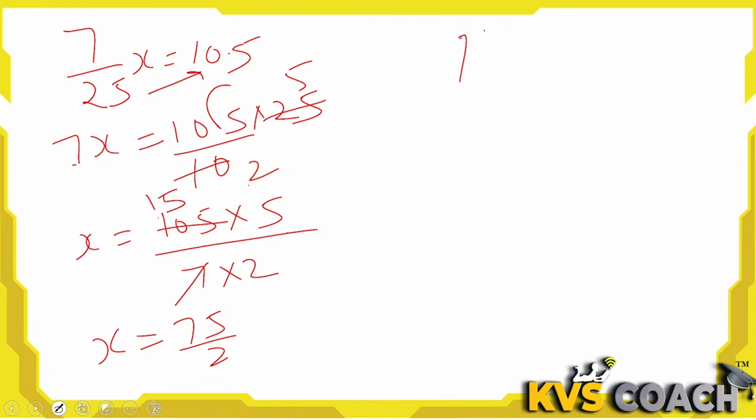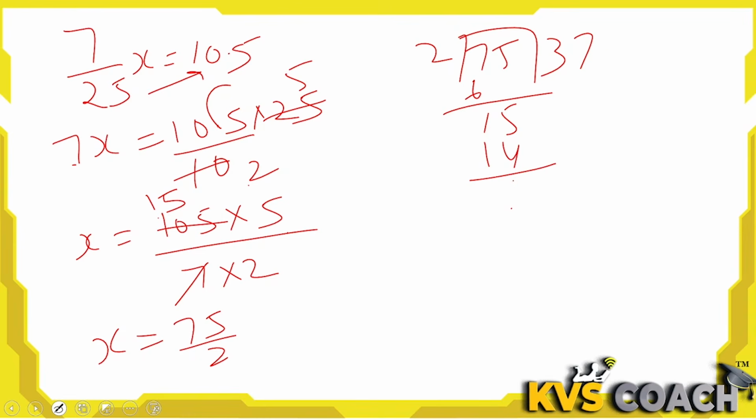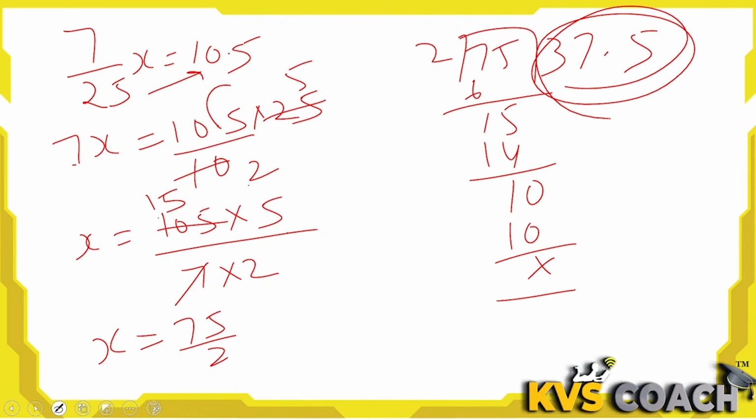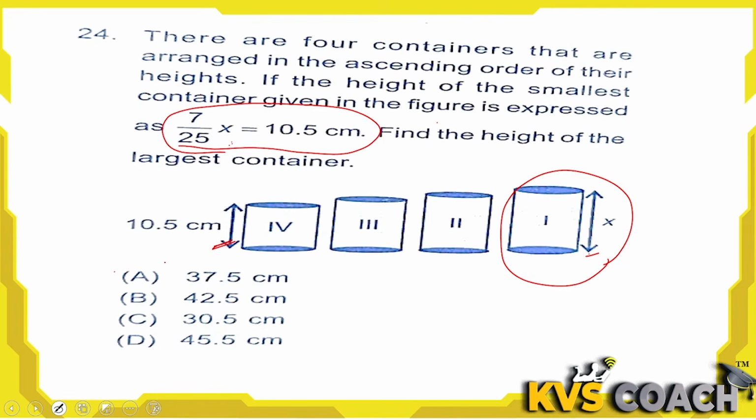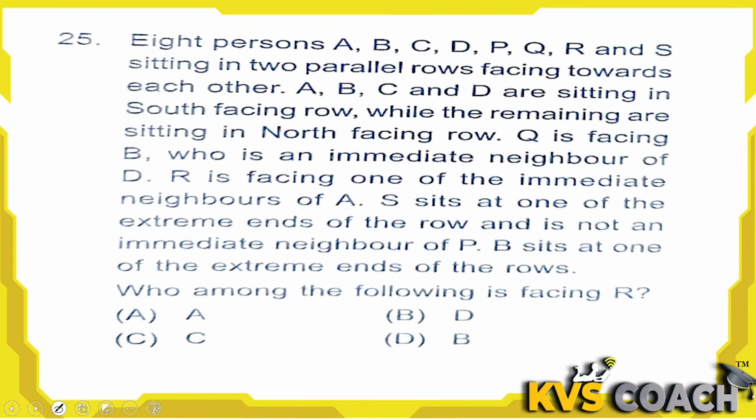Okay, we have to divide this 75 upon 2. So 2 3s are 6, 1 is taking 17, 14, 1 is point lagaya 0, 2 5s are 10. So value is 37.5. 37.5 is the right answer here. So height of x, value of x is 37.5. This is the height of the biggest container. A is the right answer.